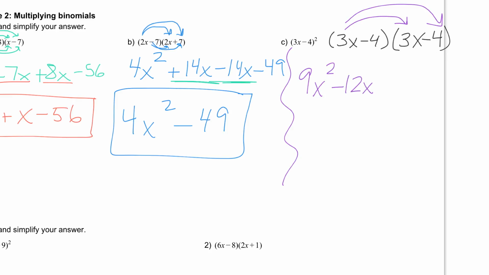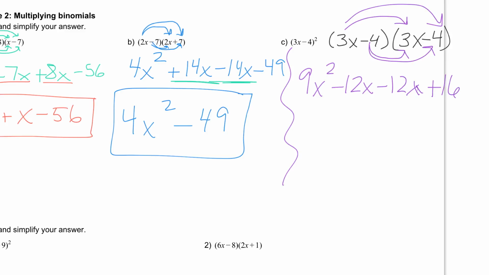Now I have to go to my negative 4. So since I multiplied everything by 3x, now I multiply everything by negative 4. Negative 4 times 3x is negative 12x. Oops, trying to get the x written down here. There we go. And then negative 4 times negative 4 will give us a positive 16.